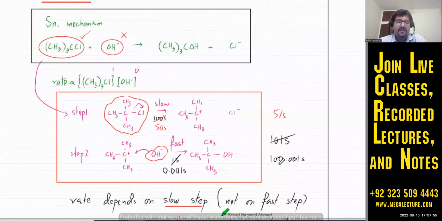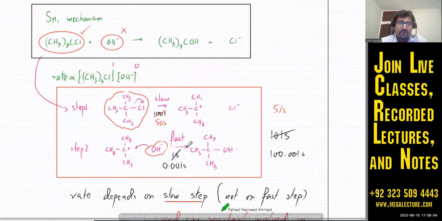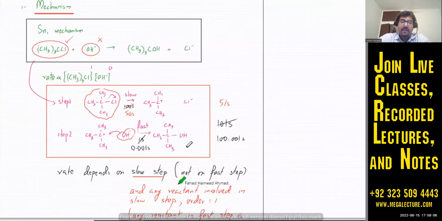That's a negligible decrease. So no matter how much you increase OH ions, speeding up the fast step has almost no effect on the rate of the reaction. What will affect the rate of the reaction is the slow step. You increase the slow step speed, the rate will increase. From 100 seconds, if it goes down to 50 seconds, the reaction is going to be considerably faster. So it will depend on the concentration of this particular reactant, not the other one.